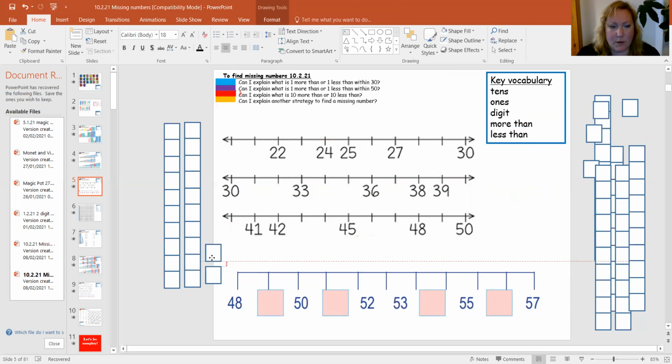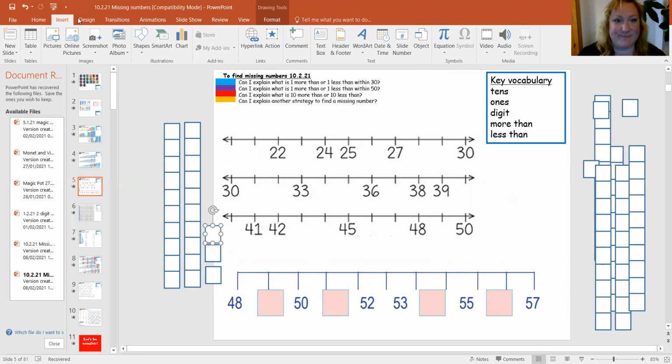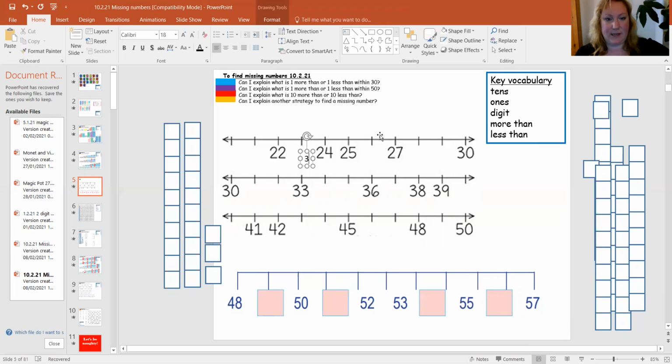22. Right, let's see. Here's 22. First of all, what's 1 more than 22? 10, 20, 1, 2, 3. Excellent. Good maths. So I can write 23 here.